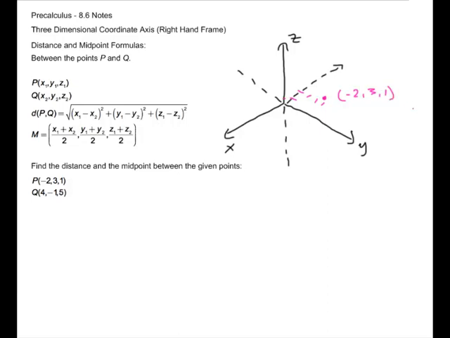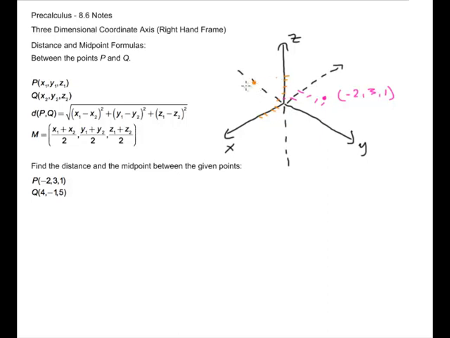The point (4, -1, 5) would be 4, then negative 1, which would be this way, and then 5, which is going to be up 1, 2, 3, 4, 5. So somewhere right around in here.